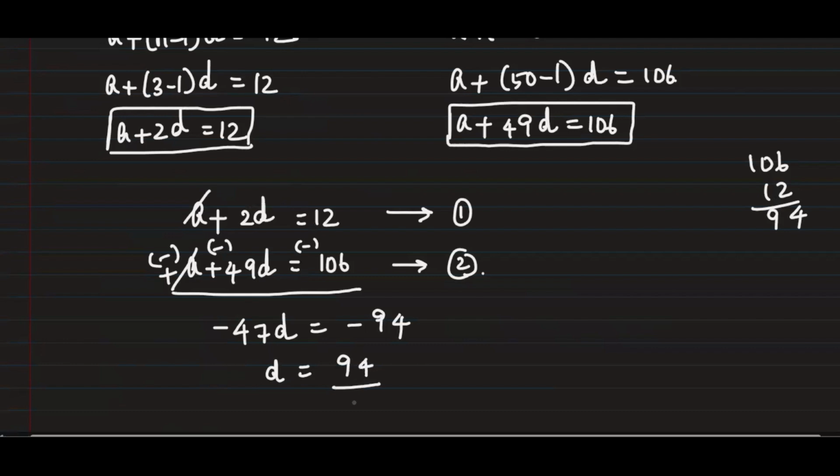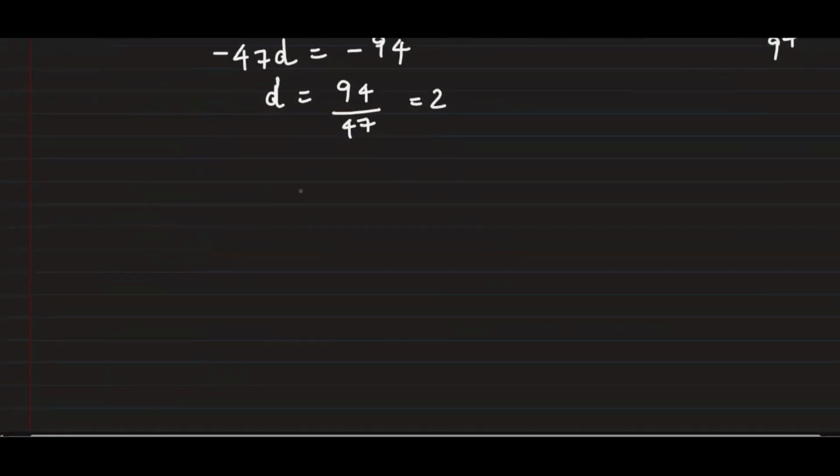I think 47 times 2. So 47 twos are 94. So D value is equal to 2. Okay, so the value of D is equal to 2.